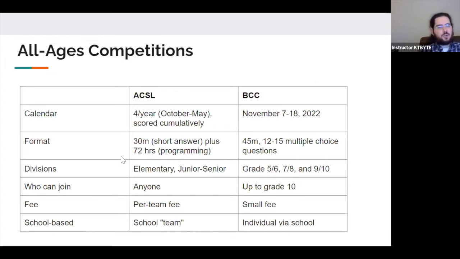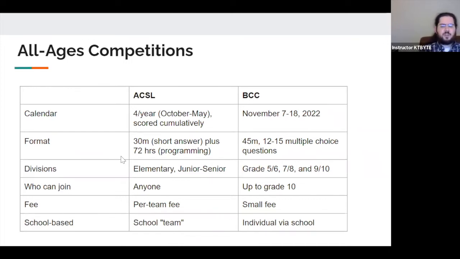ACSL also has a programming component to it, but it's a lot less stressful than some of the higher difficulty competitions where you have to do it in a time period. You basically have the whole weekend to do the programming, and that task does not apply to elementary division.